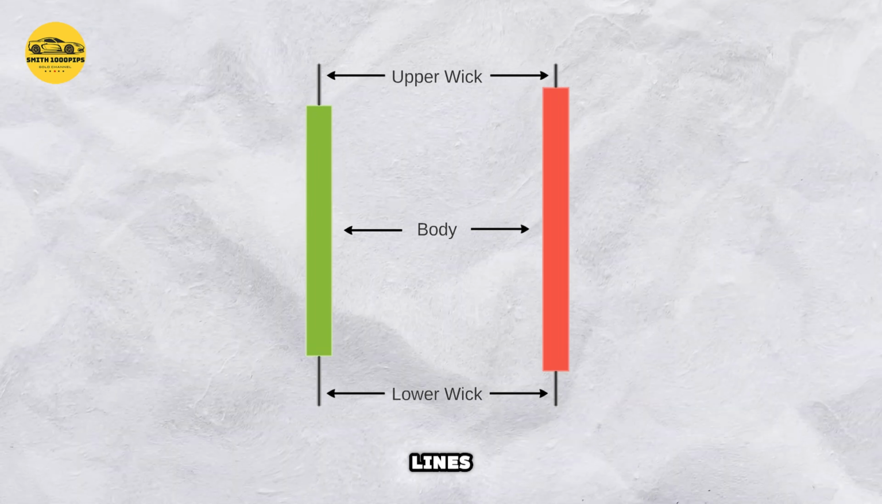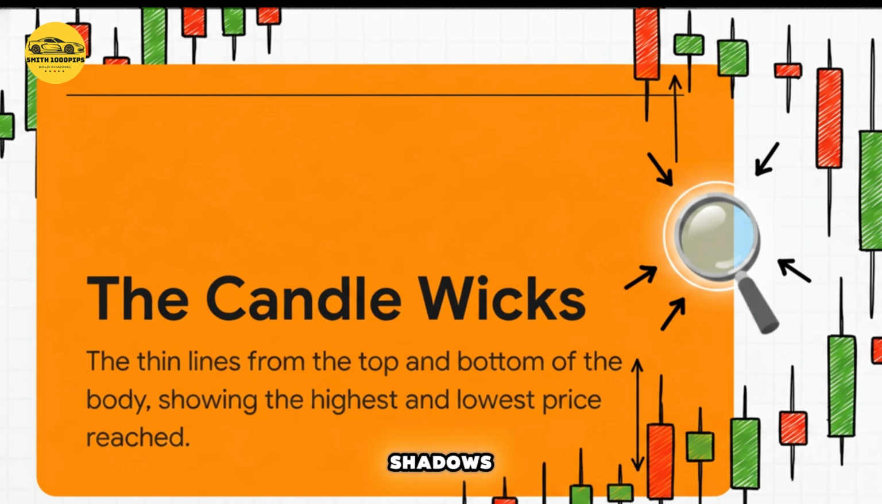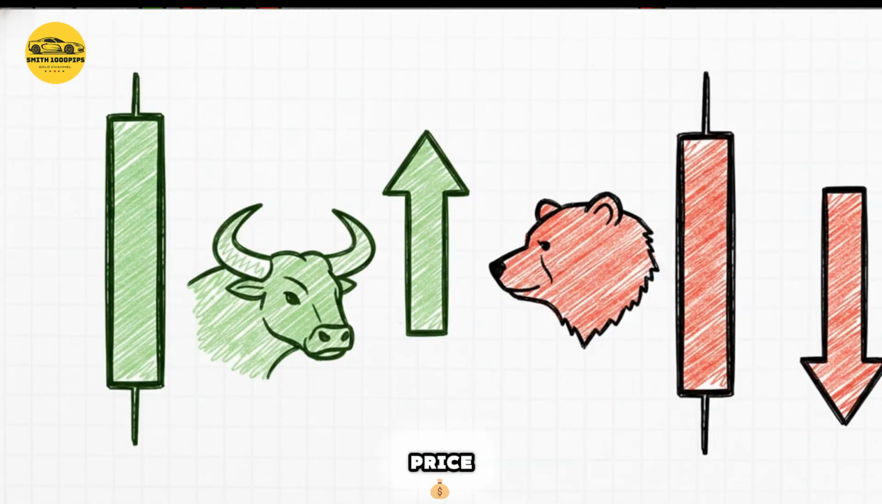means there was a really strong, decisive move. Then you've got these thin lines sticking out from the top and bottom. We call them wicks, or sometimes shadows. Now these are super important because they show us the full battlefield. The very tip of the top wick, that's the absolute highest price that was reached. And the bottom of the lower wick, you guessed it, the absolute lowest price.